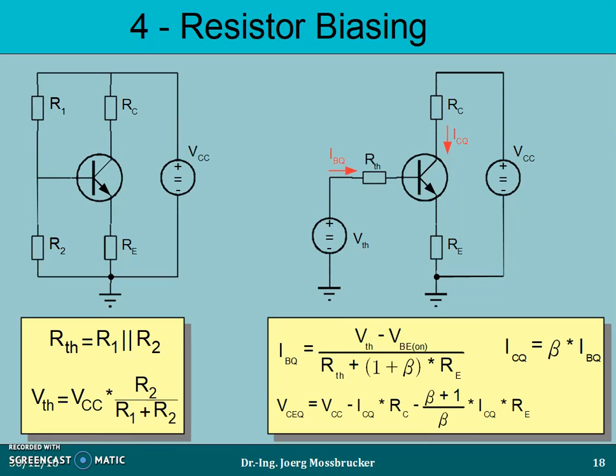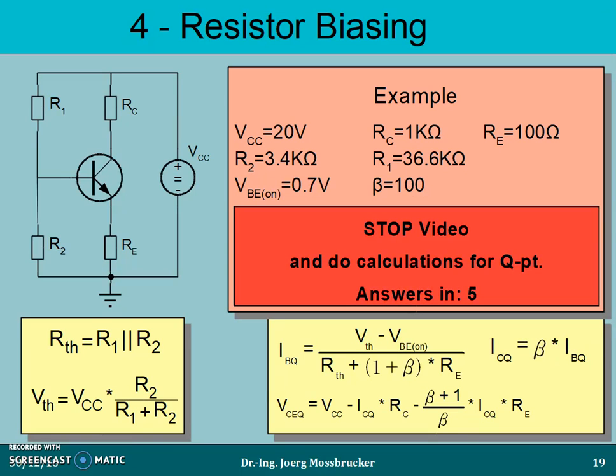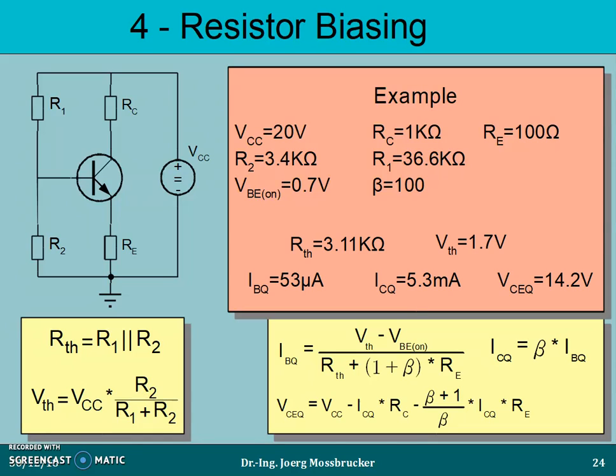Let's do a little example where we have these component values and device parameters, and please stop the video while you do the calculations. Here we see the result, the collector current being 5.3 milliamps and the collector emitter voltage being 14.2 volts.